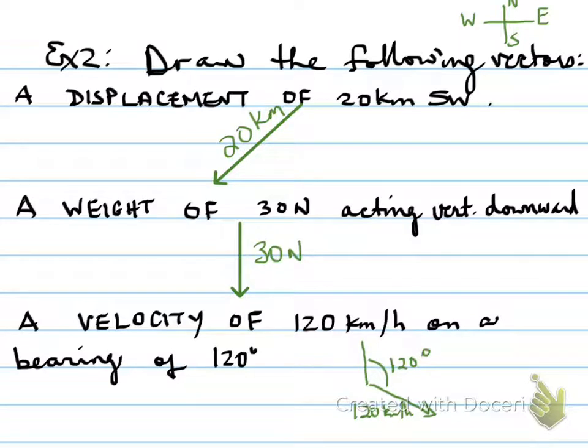So again, the first one is a displacement of 20 kilometers southwest. Draw this in a southwesterly direction of 20 kilometers. A weight of 30 newtons acting vertically downwards. Here's our vertically downwards, 30 newtons. A velocity of 120 kilometers per hour on a bearing of 120 degrees. So again, from north, we measure 120 degrees in a clockwise direction, and that will give us our 120 kilometers per hour.